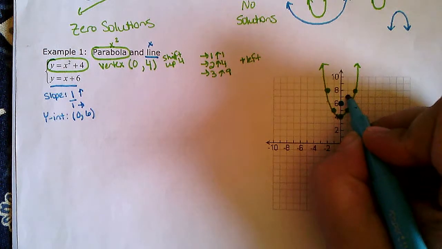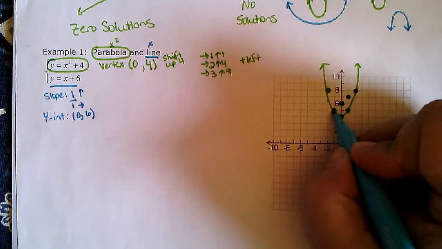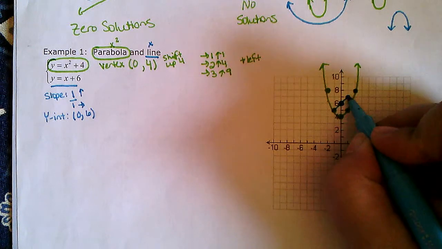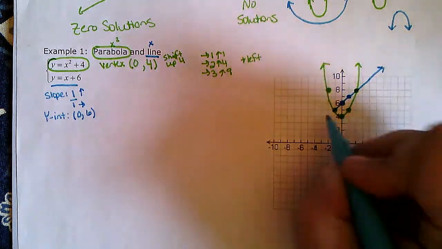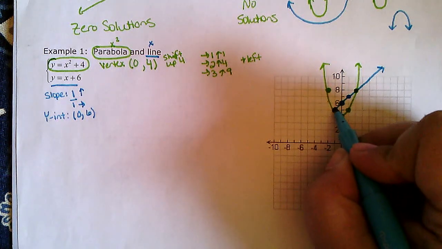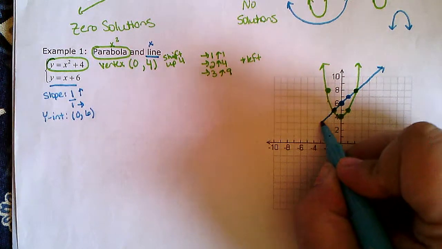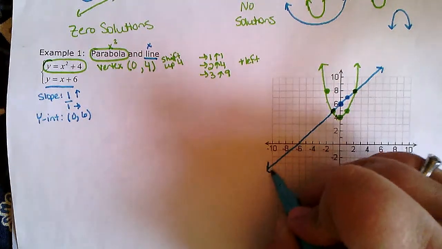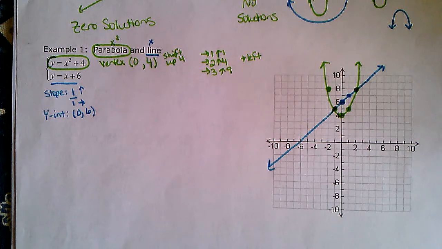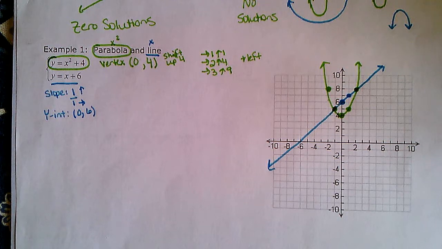So over 1, up 1, a couple times, maybe down and left, to give me a good straight line. Hopefully you have a straight edge at home to use, or wherever you're taking these notes. I didn't have a straight edge, so that's not a great line, but go with it. We'll pretend it's good. Okay, so that is what the graph looks like.